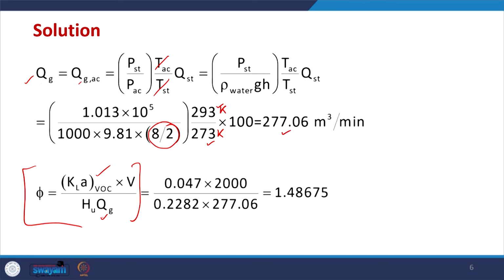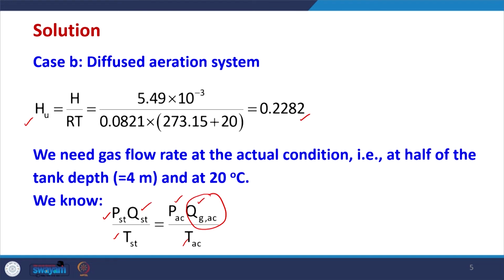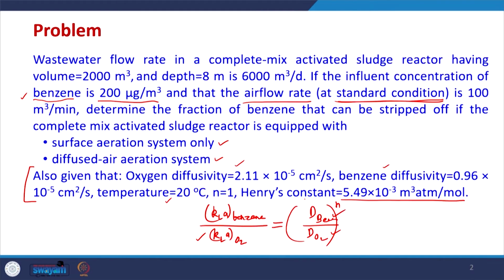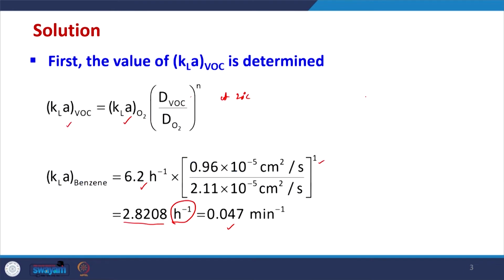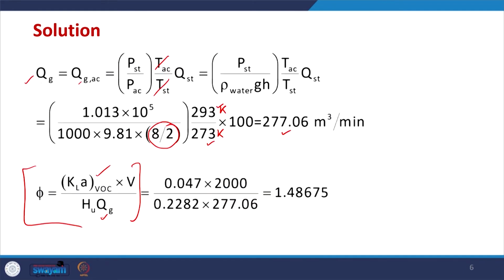277.06 meter cube per minute in terms of this, as compared to the earlier value which is already given as 100 meter cube per minute at standard condition. So, at this pressure condition this comes out to be like this. We can solve it and then we can find out the value of psi.